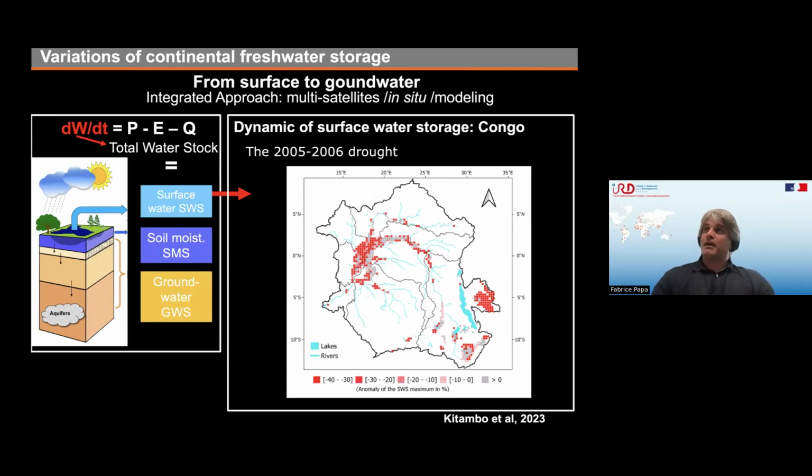So here is the period December 2005, January 2006. There was a huge drought that we could see on the figure before. And this is the deficit in percent of the surface water storage over the long term. We can see that the Cuvette Centrale experienced a deficit of more than 40%. So this was published in the work of Benjamin Tambo 2 years ago.